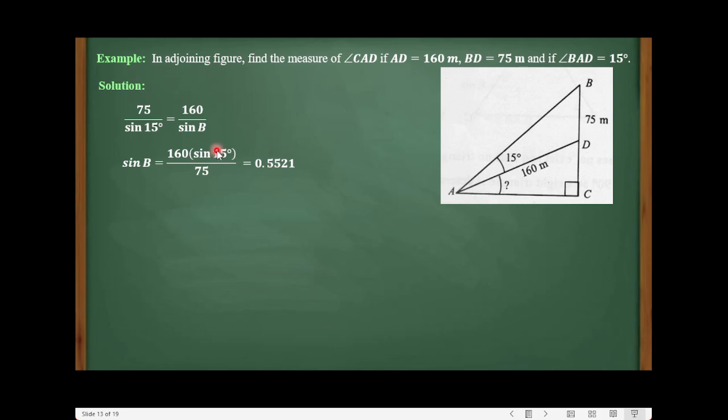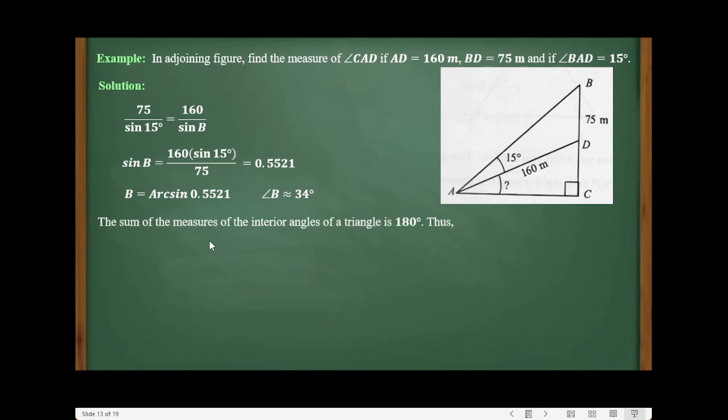And from that equation, we simplify this part using the scientific calculator. So 160 times sine of 15 degrees over 75 is actually 0.5521. And from this equation, angle B is equal to the arc sine of this value. Now, using your scientific calculator, angle B is approximately 34 degrees. So this angle right here is 34. Okay?